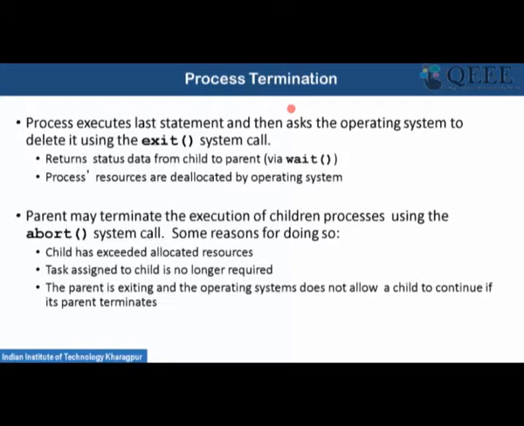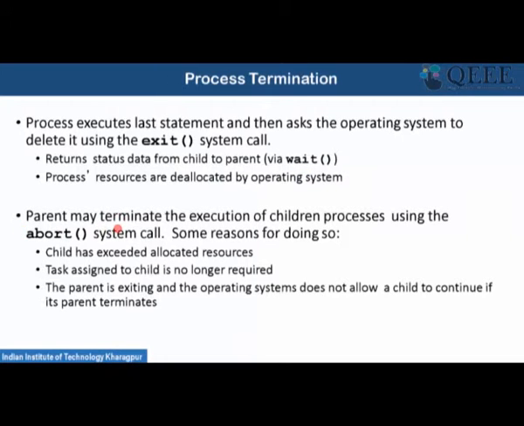Next, coming to process termination. Process termination is also an important concept. A process executes its last statement and then asks the operating system to delete it using the exit system call. During that time it returns the status data from the child to the parent via the wait system call. That means if the parent is in the waiting state, then the child sends a signal to the parent process that the child execution got terminated, and the resources that were allocated to that child process are deallocated and taken back by the operating system.